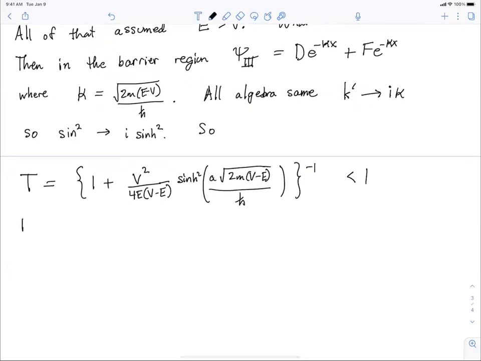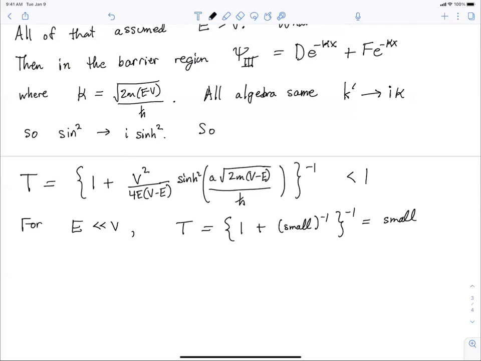And so for E much, much less than V, basically we have a transmission coefficient which is 1 plus the reciprocal of a very small number, and then the reciprocal of all of that, which is a very small number. And so that will go to 0 in the limit where the energy becomes very small.